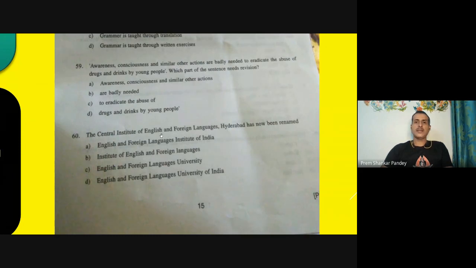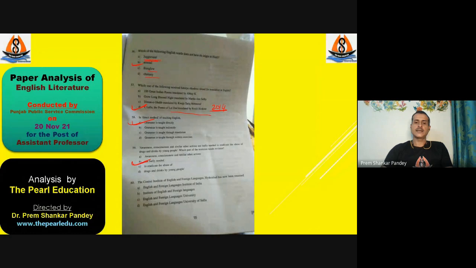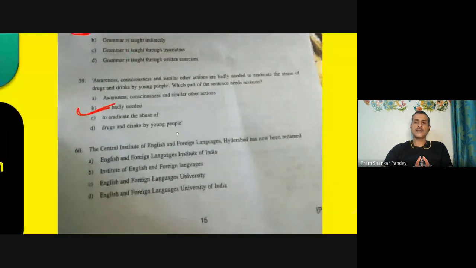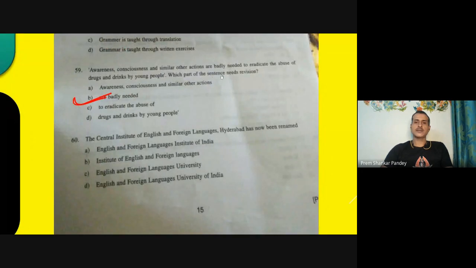Awareness, consciousness, and similar other actions are badly needed to eradicate the abuse of drugs and drinks by young people. Which part of the sentence requires some revision? It's a kind of grammatical error finding. The right answer here is B, badly needed. The word badly is used in a negative sense, but here the sense is positive. So the word badly is to be replaced with some positive word.